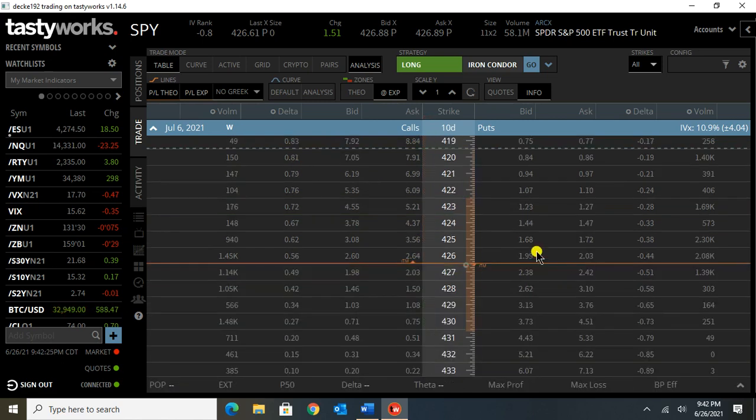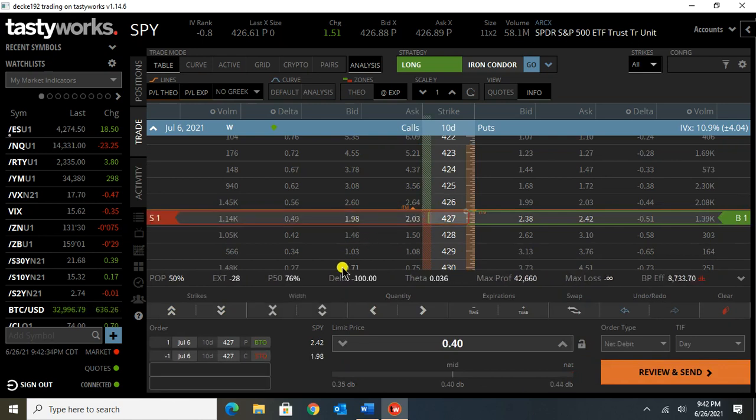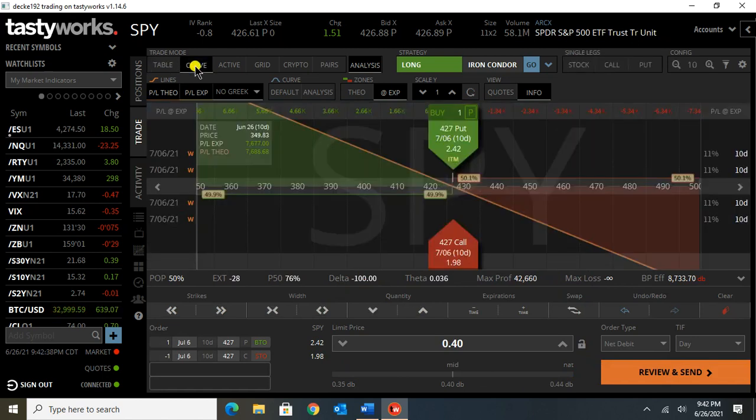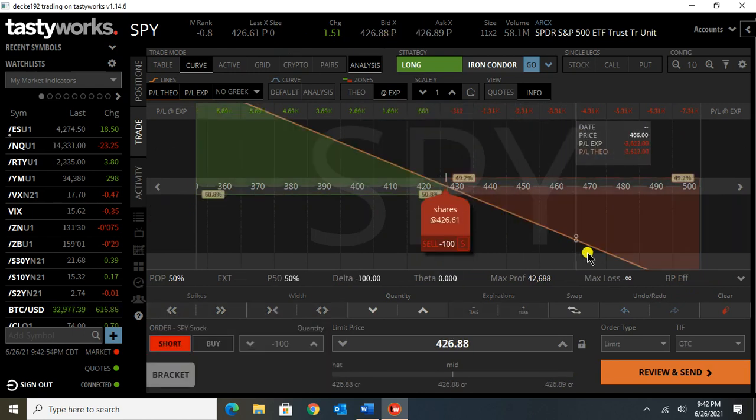So to get short 100 shares of SPY, you can buy the at the money put and sell the at the money call. This gives you 100 delta, and if we look at the risk profile, it's the exact same as shorting 100 shares of SPY. So this is helpful to know for this case. It uses about $8,800 in buying power compared to, if we just short shares, 21,000.